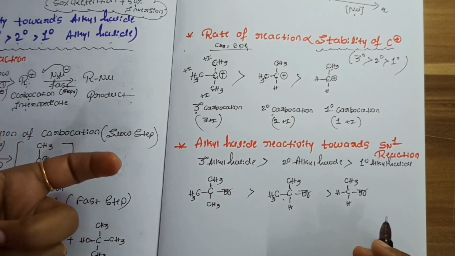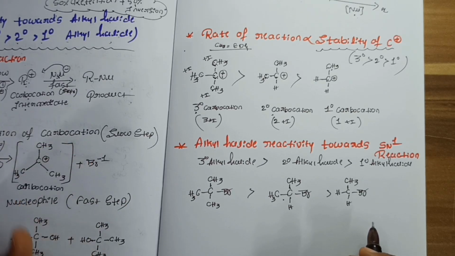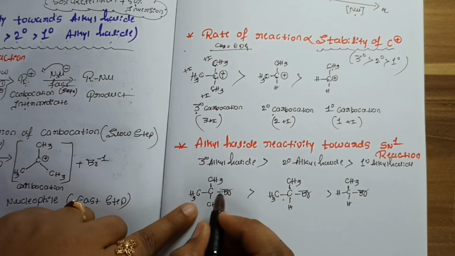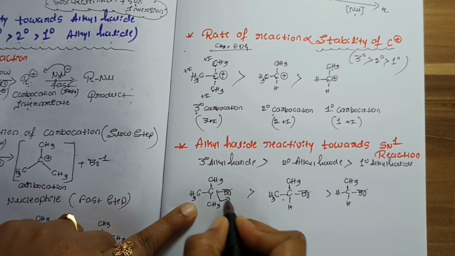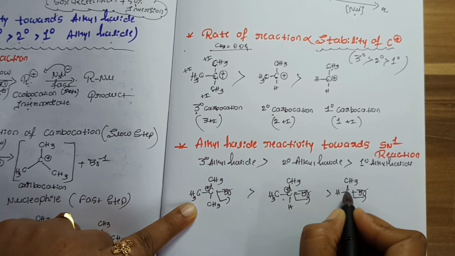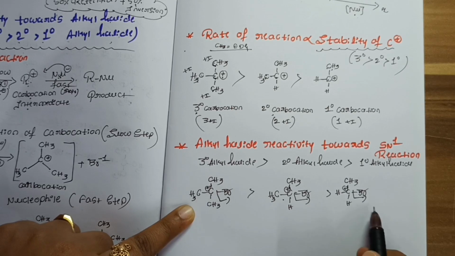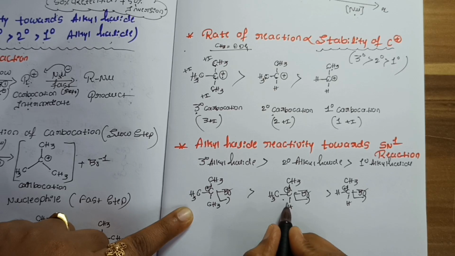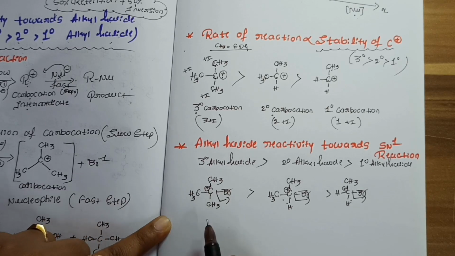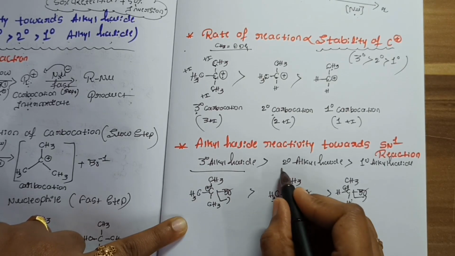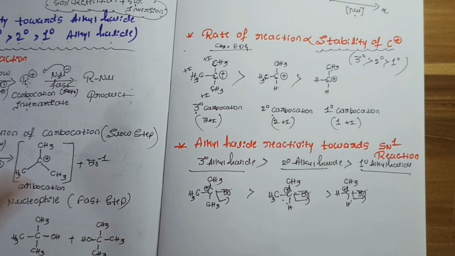Why? Because the rate of reaction always depends upon whether the carbocation formation is stable or unstable. Now see, when this Br group is removed, what do we get here? A positive charge. And among all three, which is most stable? The tertiary carbocation is most stable compared to secondary, compared to primary. So the order of reactivity towards the SN1 reaction is: tertiary alkyl halide is most reactive compared to secondary, compared to primary. Understood? Thank you.